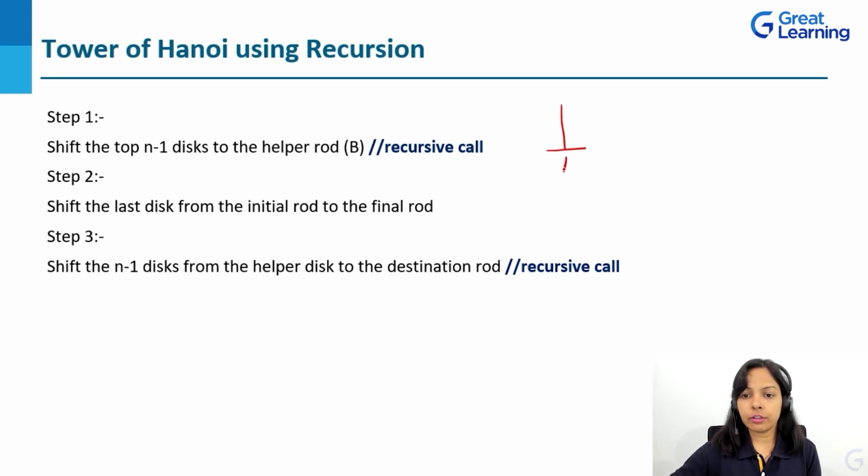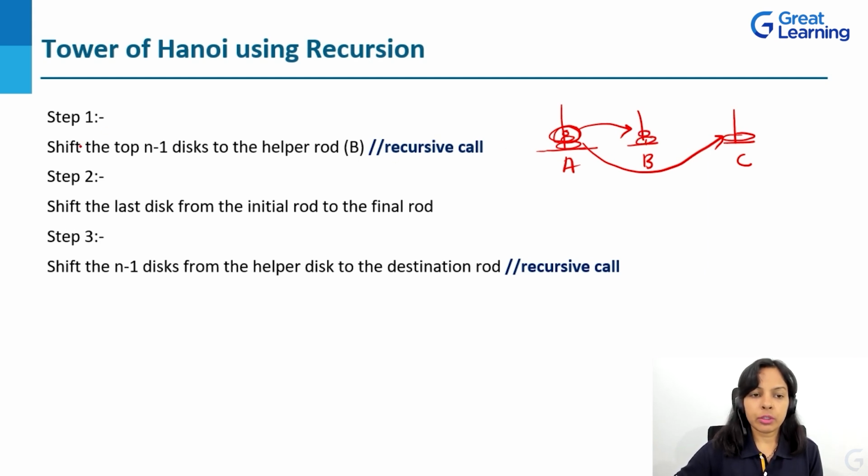If I represent this again in the form of A, B, and C, the 3 rods or the 3 towers, then suppose you have n number of disks here, 3 disks if I talk about. In that case, first you have to shift the top n-1 disks, these 2 disks, to tower B. Then only you can shift the largest one to tower C. Yes or no? And once you shift the largest one to tower C, then these two will be shifted to tower B till then, right? So this is what the first step says, that you have to shift the top n-1 disks to the helper rod. And this is your helper rod as of now.